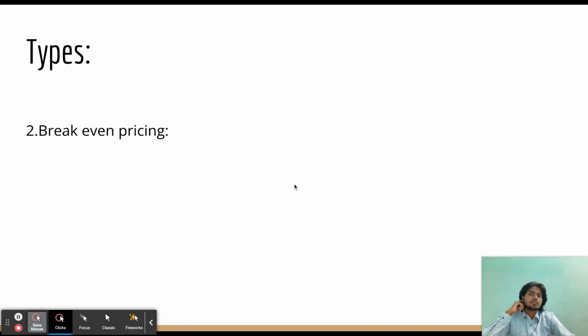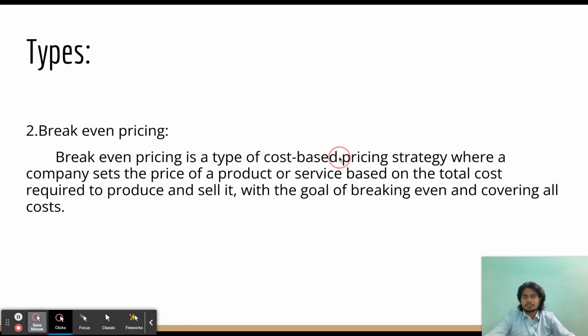Okay, so the next type is called break-even pricing. Break-even pricing is a type of cost-based pricing strategy where you have the total cost that is required, but then you don't try to arrive at a profit, but rather arrive at break even.